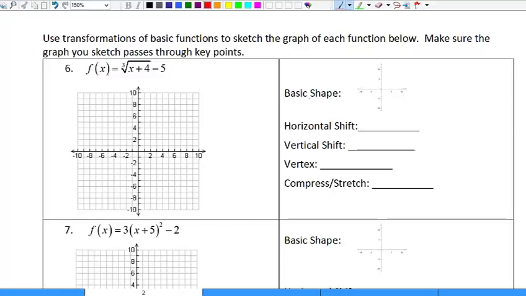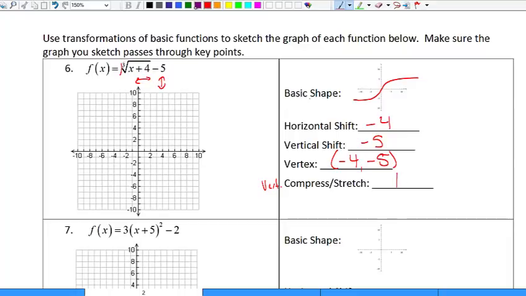So the basic shape of a cubic function is kind of like an elongated S shape on its side, not vertical. The horizontal shift, that's inside with the x, and that's opposite of what you think, so that's -4. The vertical shift is outside of the function, which in this case is -5. Put those two values together and you get the vertex. The vertical stretch and compress is the number out in front, which in this case is 1.